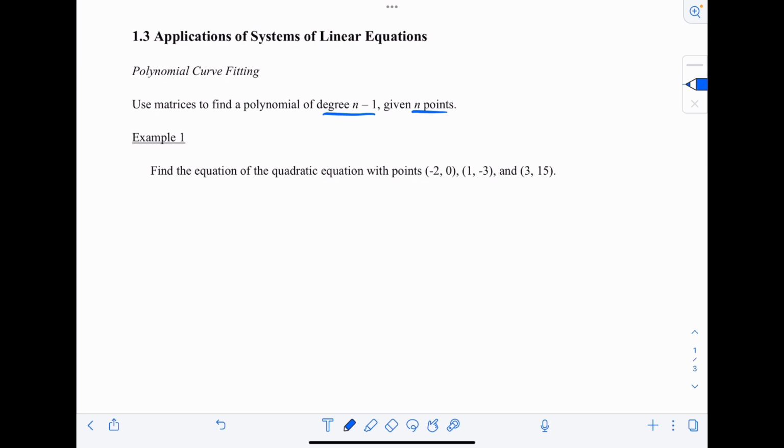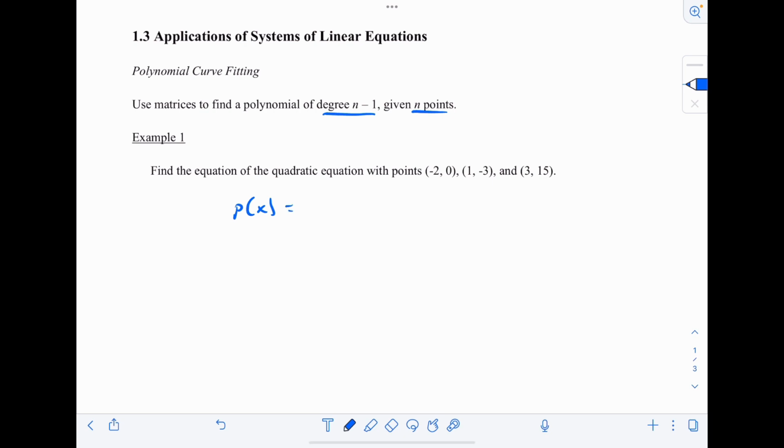So I'm just going to do one example of this just to give you an idea of how this works. In this case, we're going to find a quadratic equation, a polynomial of degree 2, given the 3 points (-2, 0), (1, -3), and (3, 15). Now, as we set this up, I want you to keep in mind the bigger picture of what we're doing.